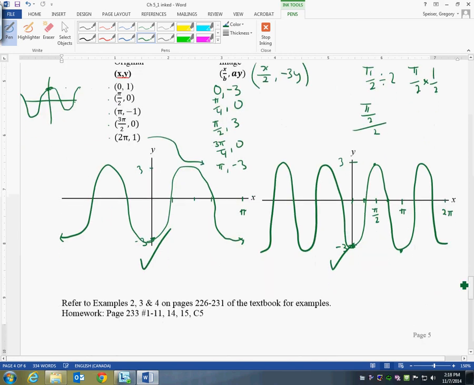All right, so what I would like you to do is do these examples here, or refer to these examples. So if you want to see more examples that are made in the textbook, that's where the examples are done. This is the homework here. And 1 to 11 looks like a lot, but it's really not that crazy.